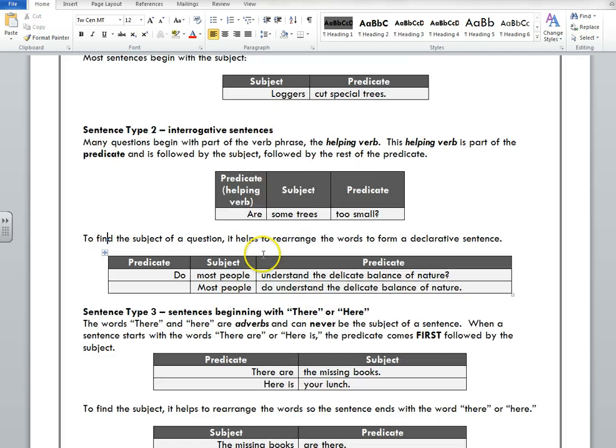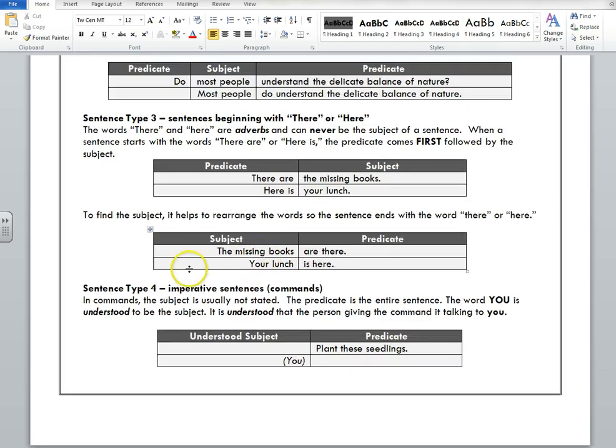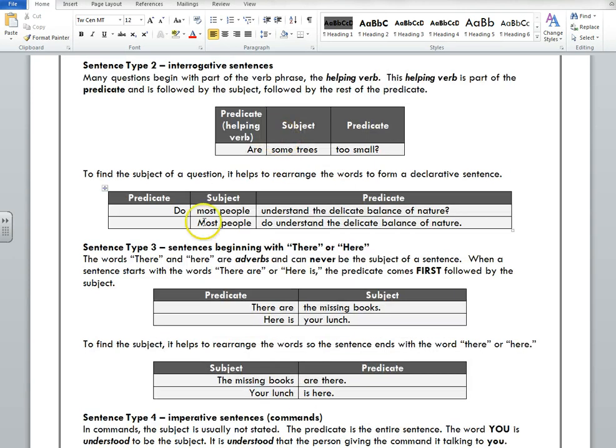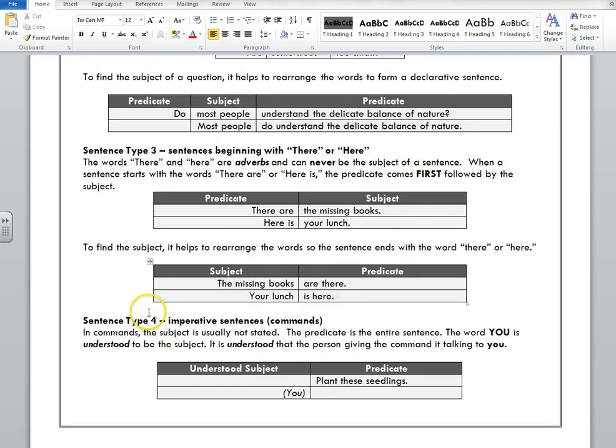So for your assignment, what I would like you to do is pick one of these sentence types, either 2, interrogative sentences, 3, a sentence beginning with there or here, or 4, an imperative sentence. Pick one, write a sentence, and then identify for me the subject and the predicate. The subject you can identify by bolding it, and the predicate you can identify by italicizing it. Okay, and remember the simple subject's on one side and the verb is on the other.